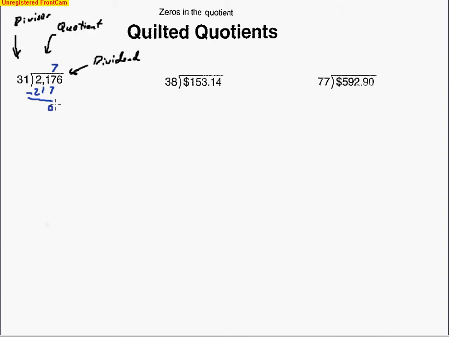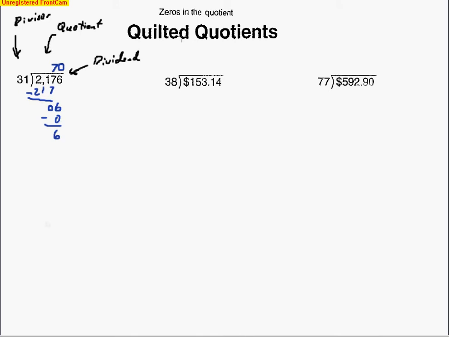Well, I've got to bring the 6 down, and I still have another number that needs to go in the quotient. And so we're doing 31 now into 6. Well, 31 does not go into 6. And so it goes in 0 times. And so that makes 0. 31 times 0 makes 0. And what we have left is a remainder of 6.